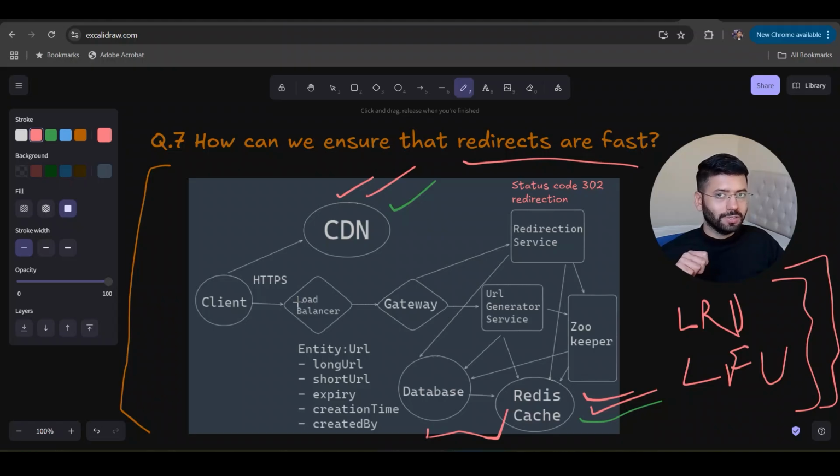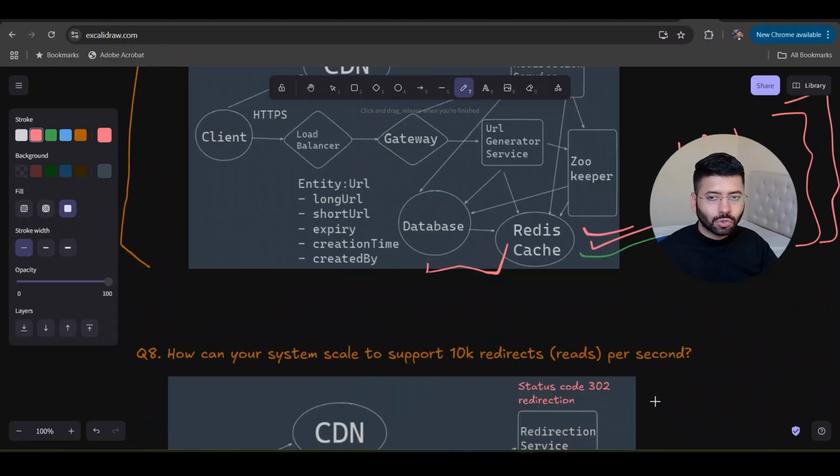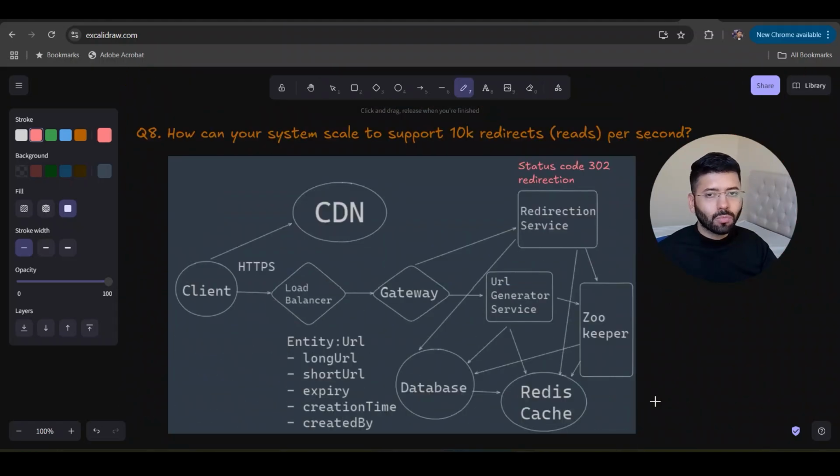Okay, now let's move to the last question that was asked to me in this mock interview. It was related to scaling: how can your system scale to support 10k redirects or reads per second. As you can see, I did not make any changes in the diagram. I just explained what all things can be done here and how this system handles high load or scale. So here is my answer.